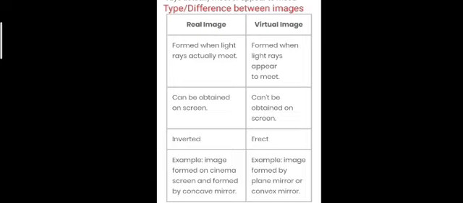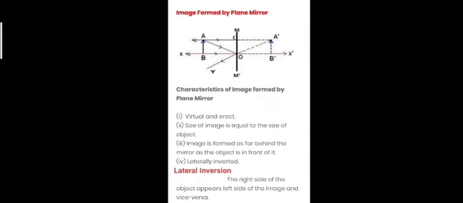The examples of virtual images are the images formed by a plane mirror and a convex mirror. So remember one thing: for real images the rays actually meet, but for virtual images light appears to meet. For real images a screen is required, and for virtual images there should be no screen. Real images are always inverted, and virtual images are always erect. Clear?